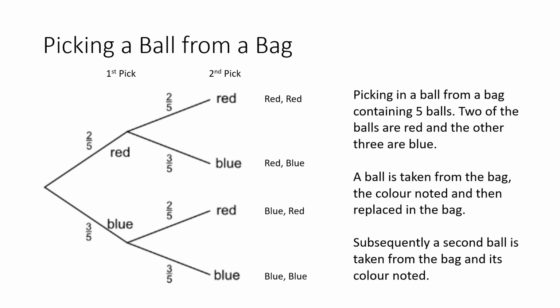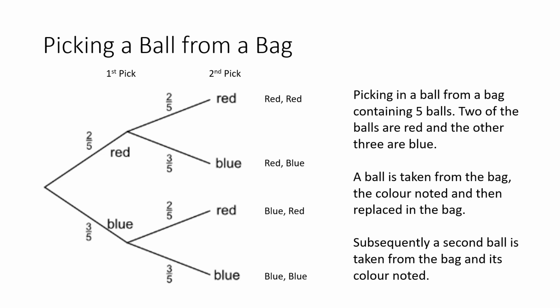Now of course I might have got a blue the first time. So again, the second time after getting a blue, I've got 2 different ball colours I could get. I could get a red or a blue, so I've got 2 branches coming off again. And we know the probability of getting a red is 2 out of 5, and the probability of getting blue is 3 out of 5. So there are actually 4 different outcomes I could get, which I've written on the end after the tree diagram, which is I could have got a red and then a red, I could have got a red and then a blue, I could have got a blue and then a red, or I could have got a blue and a blue.